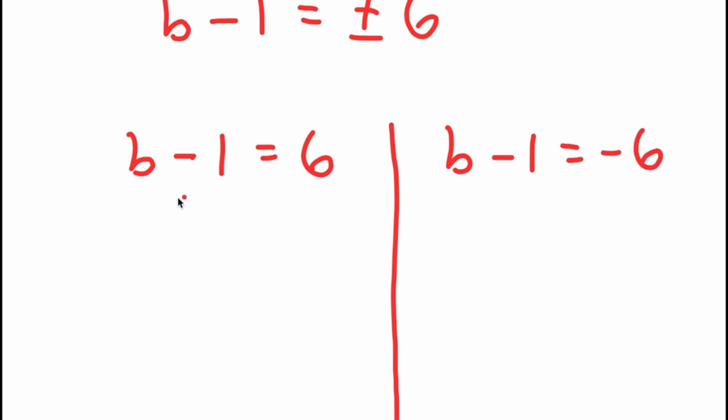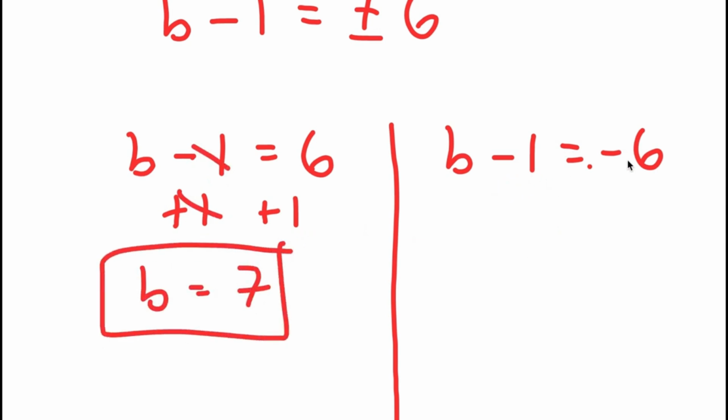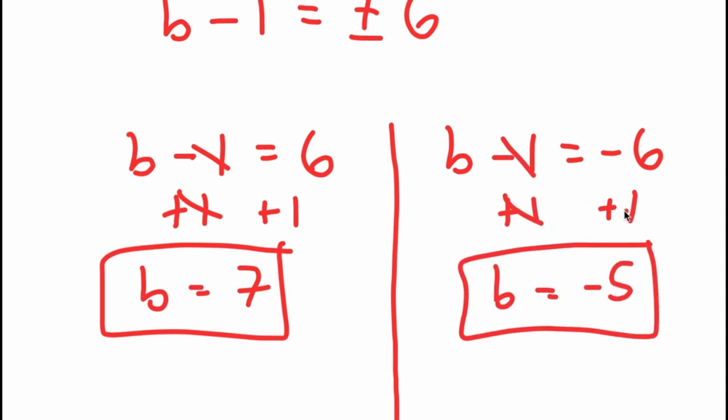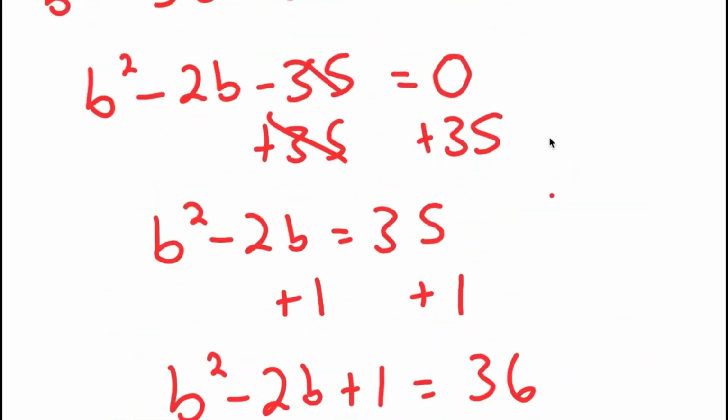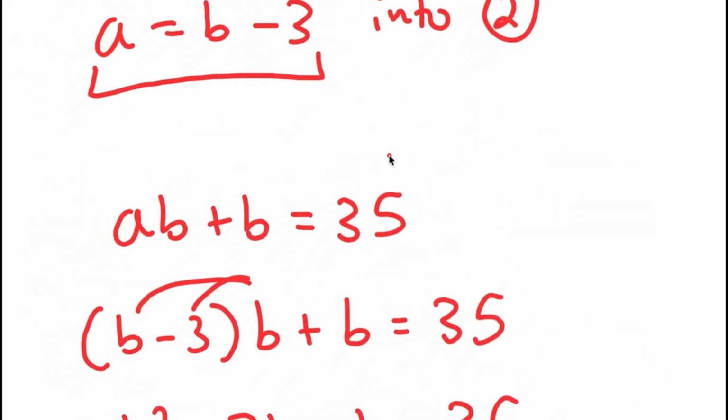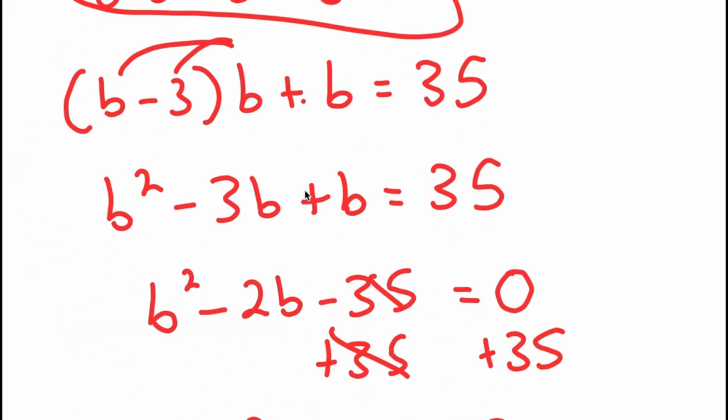For B minus 1 equals positive 6, I can just add 1 on both sides, and I get B equals 7. And for B minus 1 equals negative 6, I can again add 1 on both sides, and I get B equals negative 5. So now from here, I have to plug this back in to this equation right here, AB plus B equals 35.